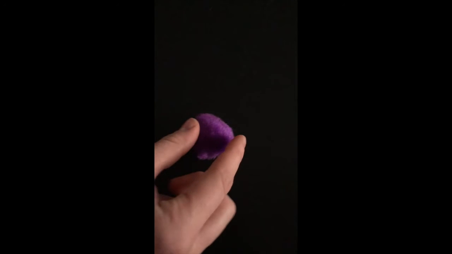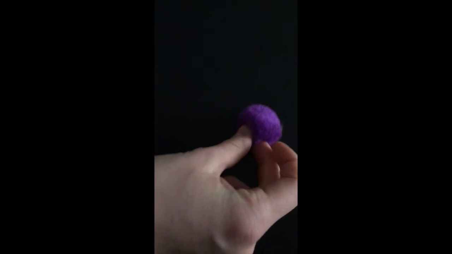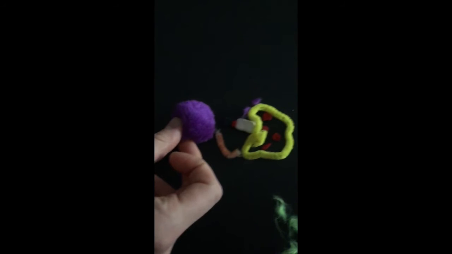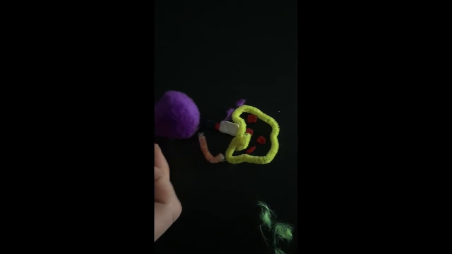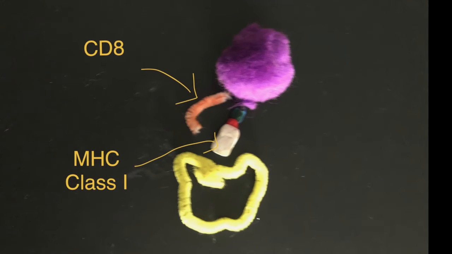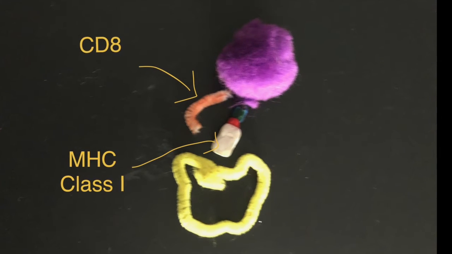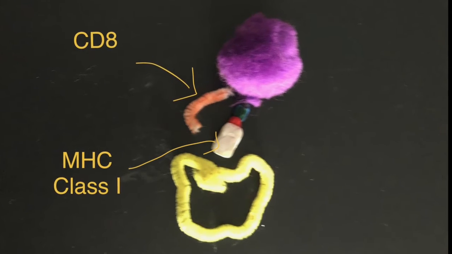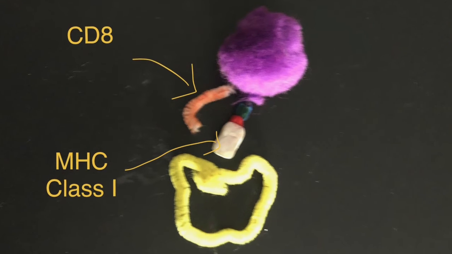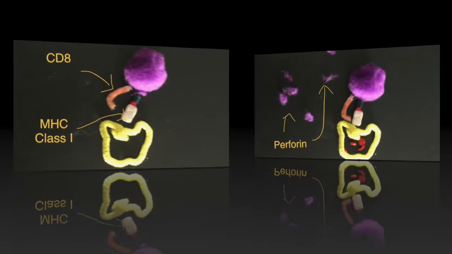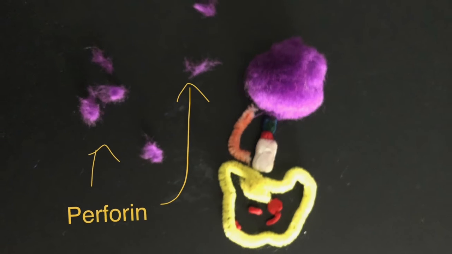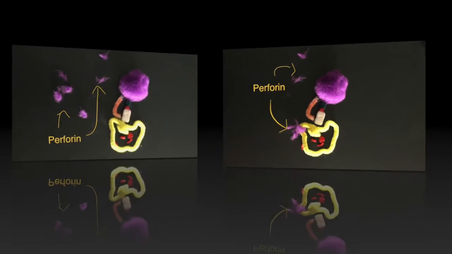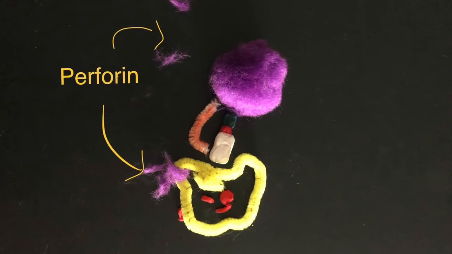First, the newly made cytotoxic T cell travels through the bloodstream and matches to an infected cell with a corresponding antigen to the cytotoxic T cell antigen receptor. The cytotoxic T cell will bind with a class I MHC molecule and an accessory protein, CD8. Once they are bound, the T cell will release perforin molecules, which will form pores on the infected cell.